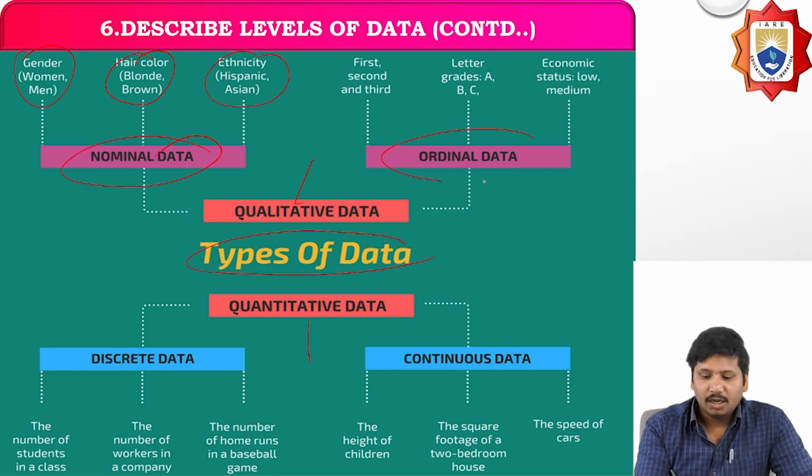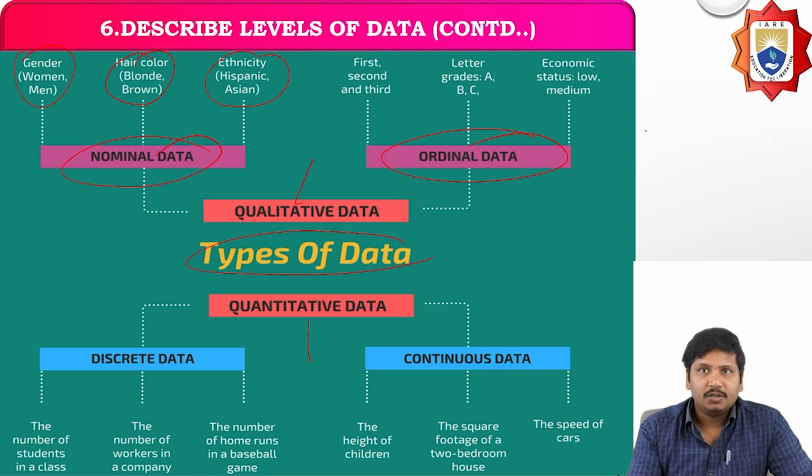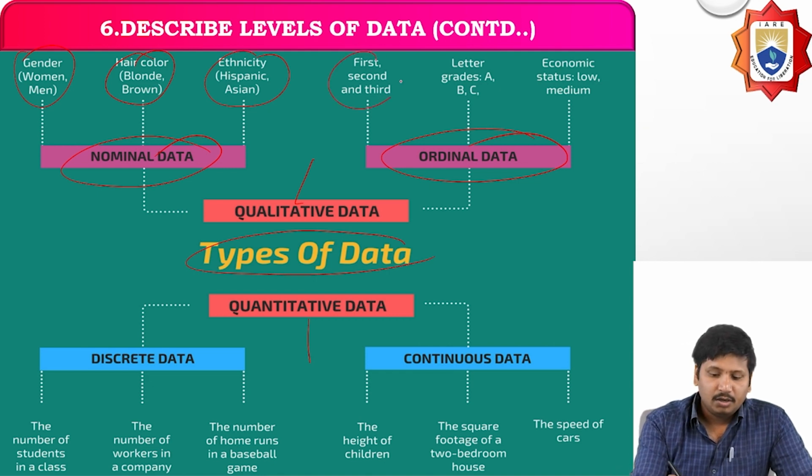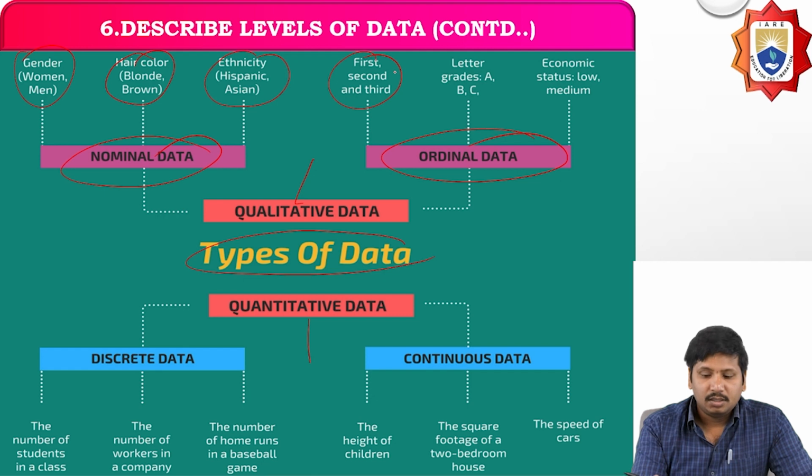And another type of qualitative data is ordinal data. Ordinal means first, second, third, and orders. Letter grades like A, B, C, and then economic status like low, medium, high. So these are considered ordinal data.